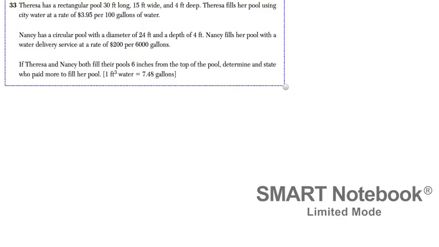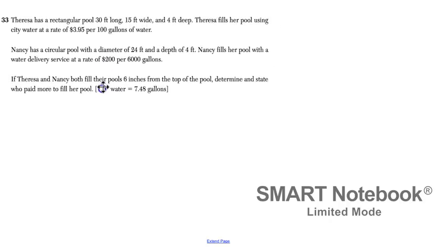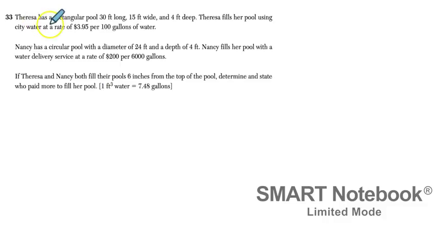Number 33. Oh, Teresa and Nancy's pools. One of my issues with the Regents lately has been this question. I don't like part of the way that it's worded, but that's okay. We'll deal with it. Teresa has a rectangular pool. I think that's a little bit vague. And Nancy has a circular pool. Again, not entirely true. Nancy has a cylindrical pool. Teresa has a pool that's shaped like a rectangular prism.